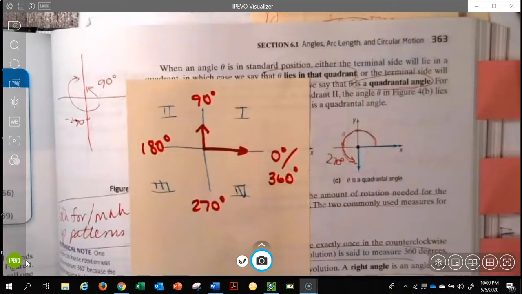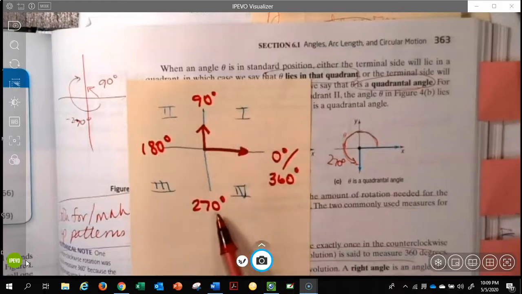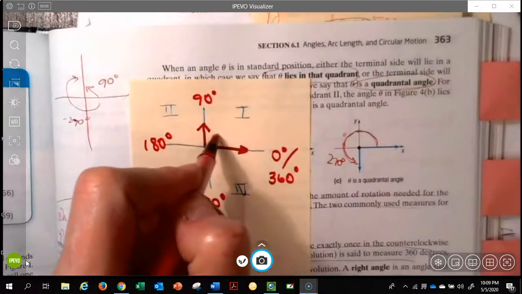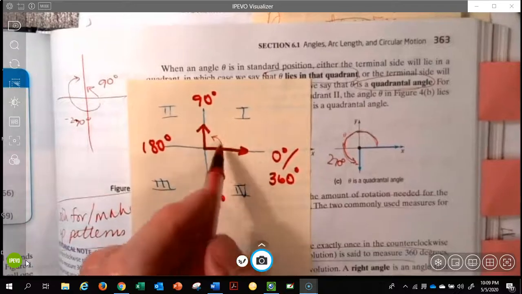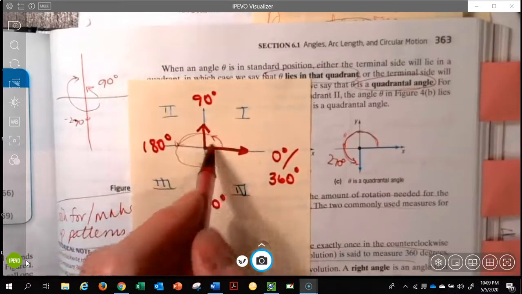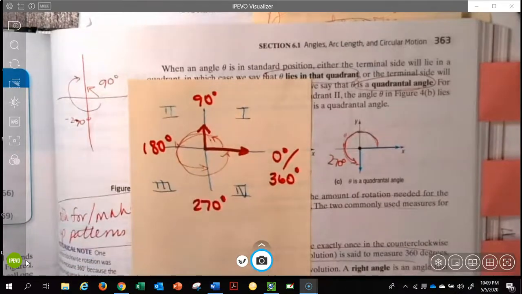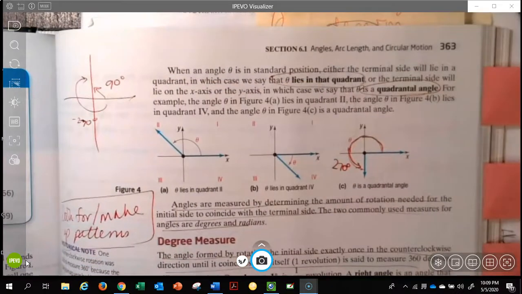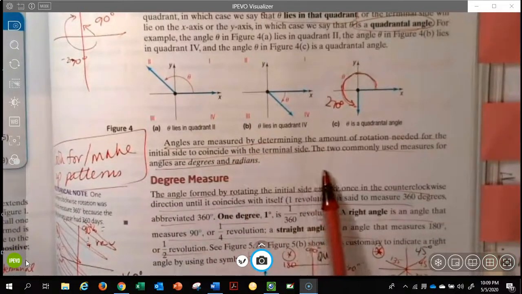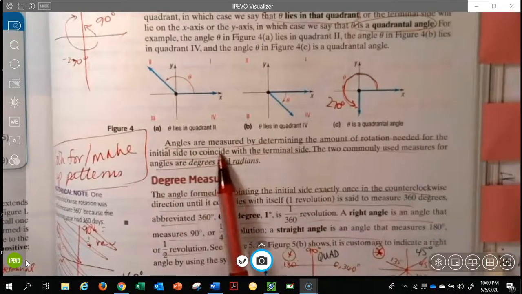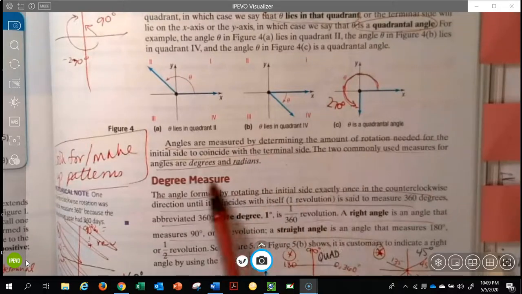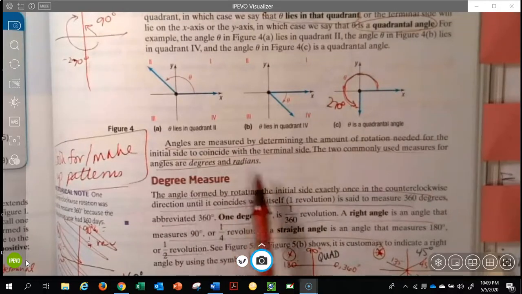You need to memorize some standard numbers, and it's going to make you faster in your calculations. So I'm going this way on my angles, and I'm going this way to get the 90. If I went all the way to here, it'd be 180, then 270, and all the way back around would be 360. Angles are measured by determining the amount of rotation needed for the initial side to coincide with the terminal side. The two commonly used measures are degrees and radians.